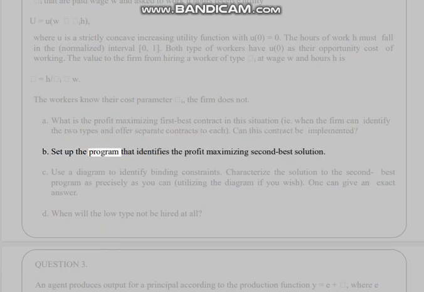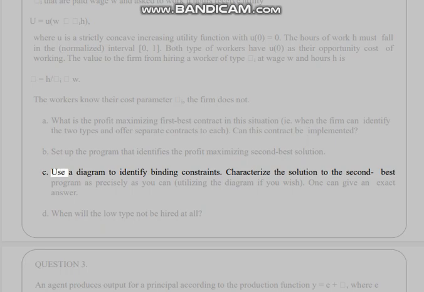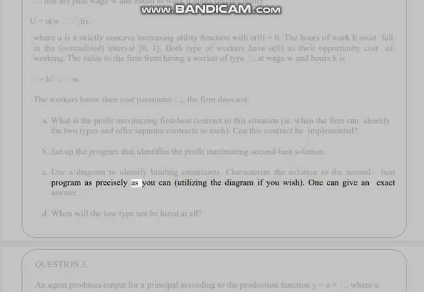B. Set up the program that identifies the profit maximizing second best solution. C. Use a diagram to identify binding constraints. Characterize the solution to the second best program as precisely as you can, utilizing the diagram if you wish. One can give an exact answer. D. When will the low type not be hired at all?